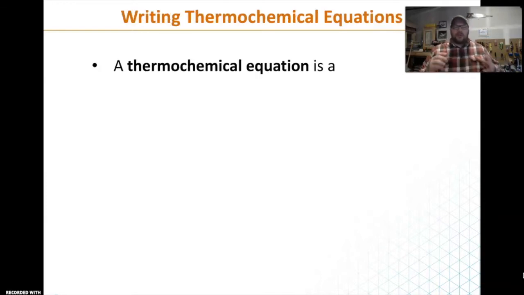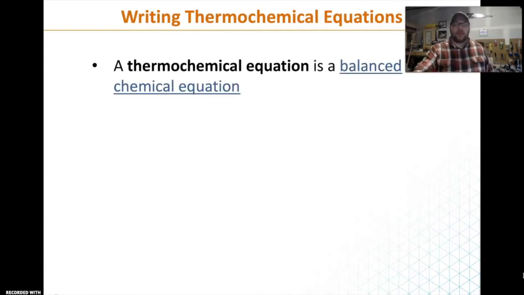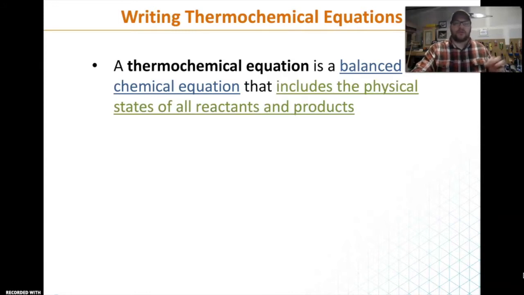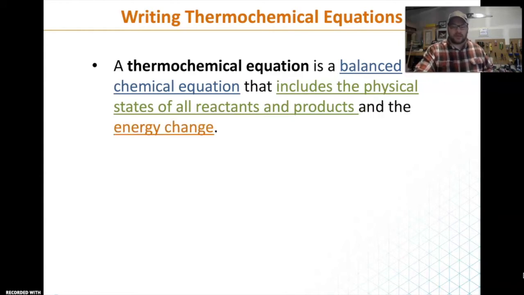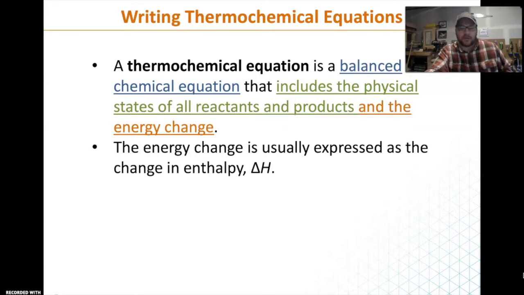So a thermochemical equation is a balanced chemical equation that includes the physical states, so solid, liquid, gas, or aqueous, of all the reactants and products. So we have a balanced chemical equation including the physical states of each reactant and product and the energy change. And that last part is what makes it a thermochemical equation. The energy change is usually expressed in the form of delta H, which we talked about in Lesson 2.